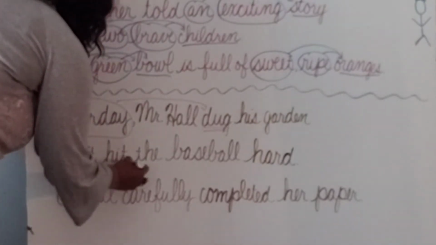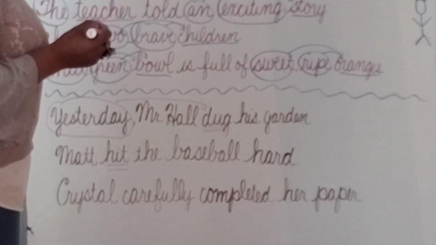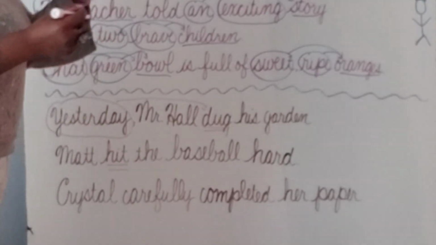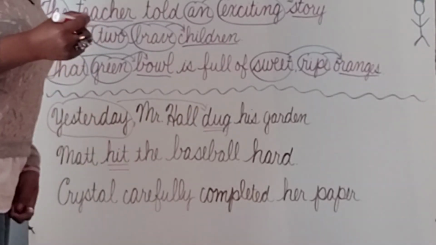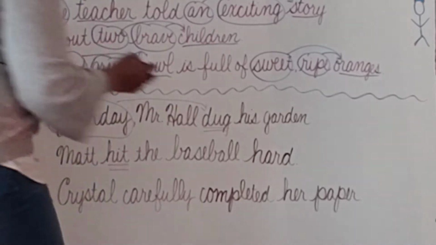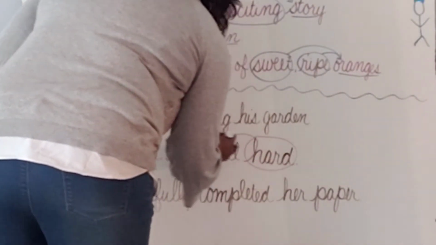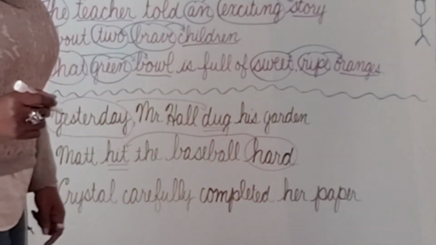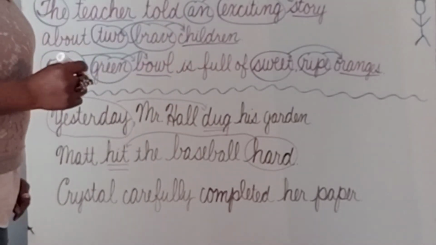Good. Matt hit the baseball hard. Hit is our verb. Underline it twice, just like we would always do. And then hit how, not hit what, because it's how, when, or how often. Okay? So baseball is not going to be it. He hit how? Hard. Right. Hard is describing how he hit. He hit the baseball hard. Okay? Or he hit it soft. Or he hit it crazily. Okay? But he hit it hard.